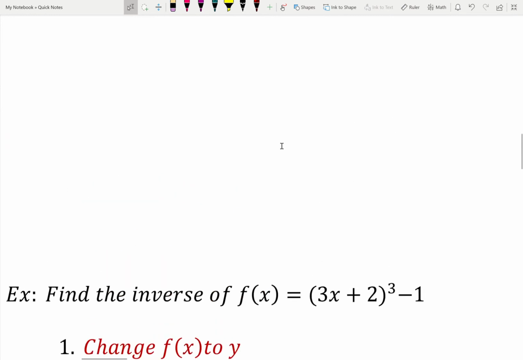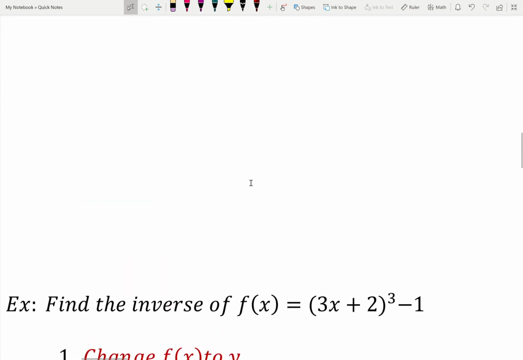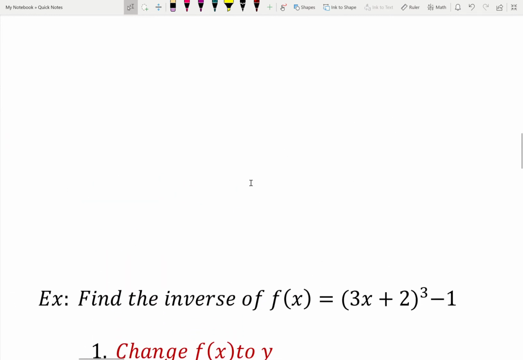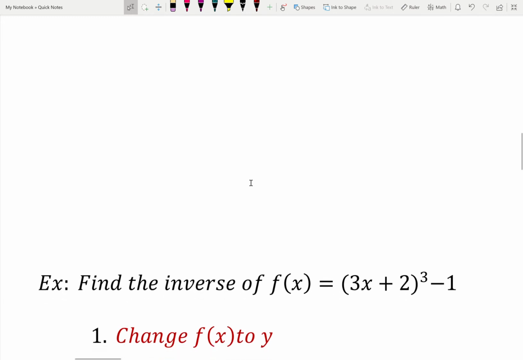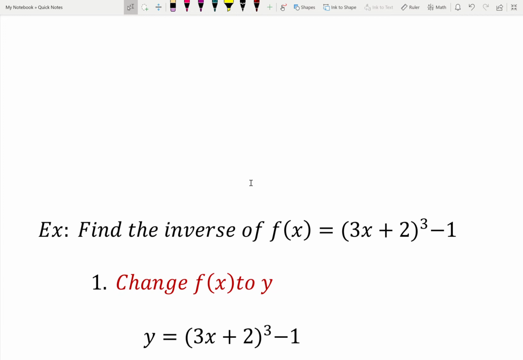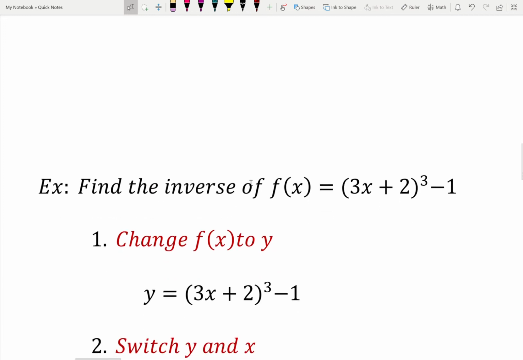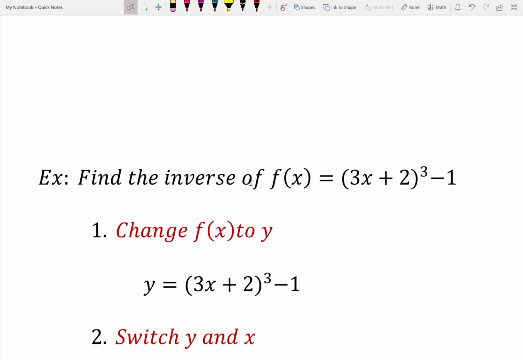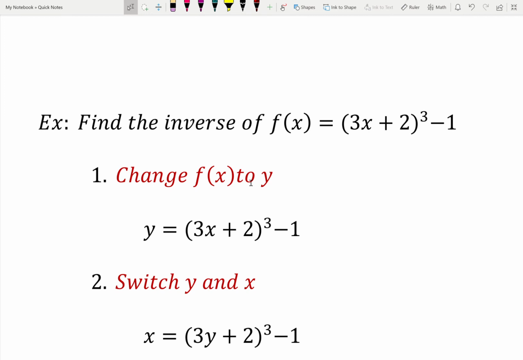All right, so here we are. Find the inverse of f of x equals (3x plus 2) to the third power minus 1. Again, we're going to follow the same 4 steps. The first step, change f of x to y. So my equation reads y equals (3x plus 2) cubed minus 1. Second step, I'm going to switch my variables again. Switch y and x. So I'm left with this whole mess right here: x equals (3y plus 2) cubed minus 1.